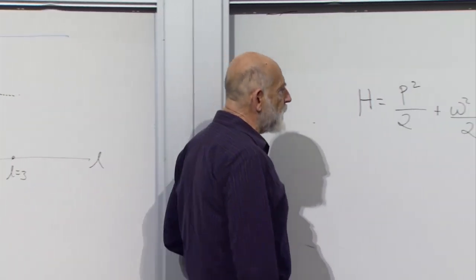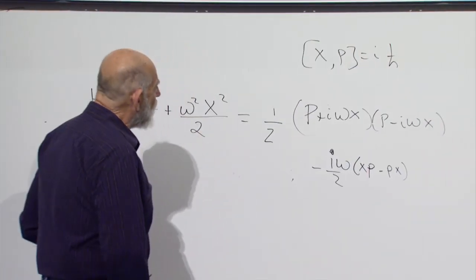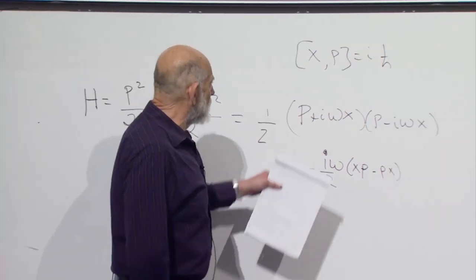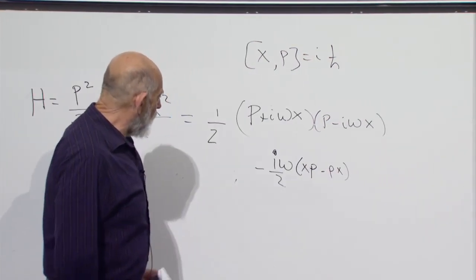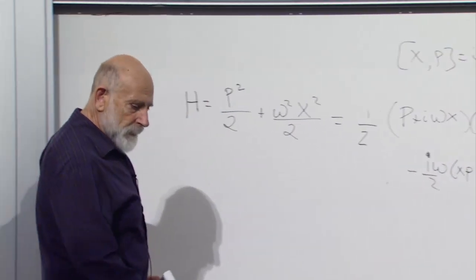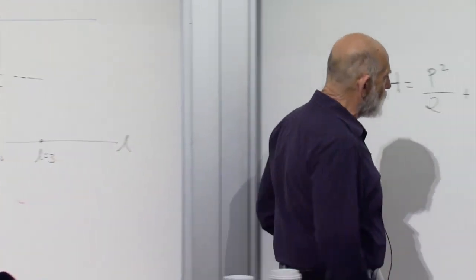So what is xp minus px? All right, let's keep the h bar around for a second. Later on, we'll drop it. But it's i h bar minus i times i is plus i. So this becomes plus h bar omega over 2.